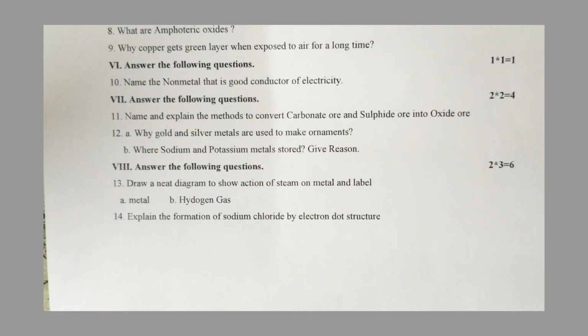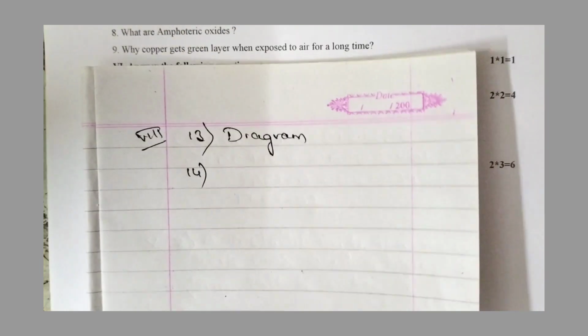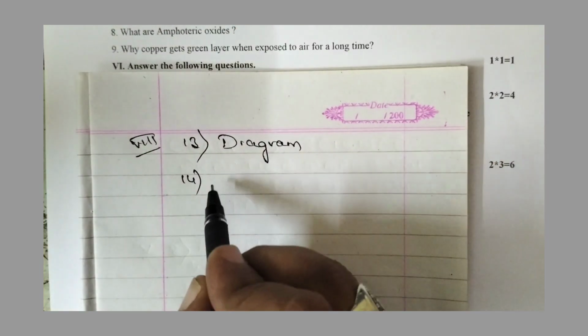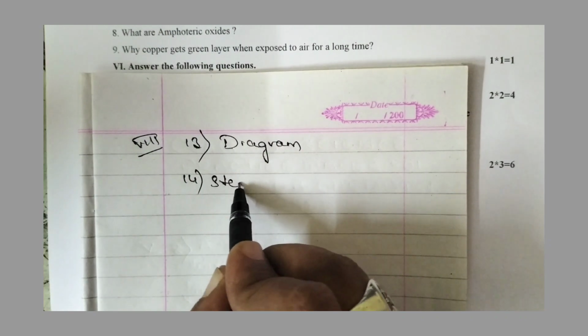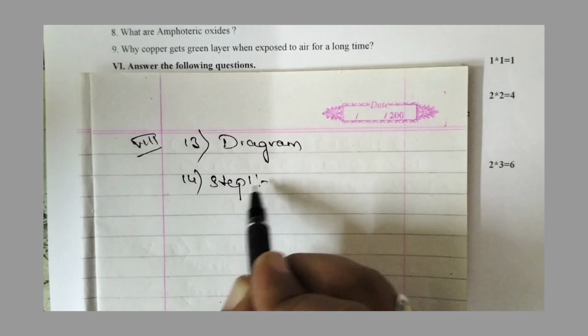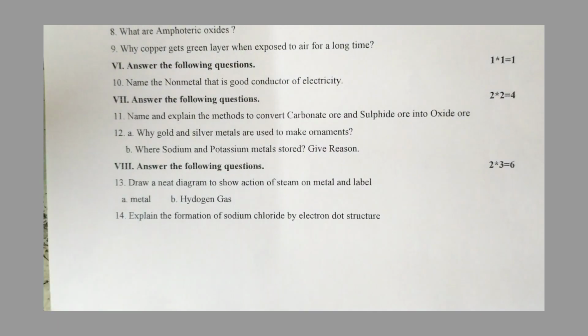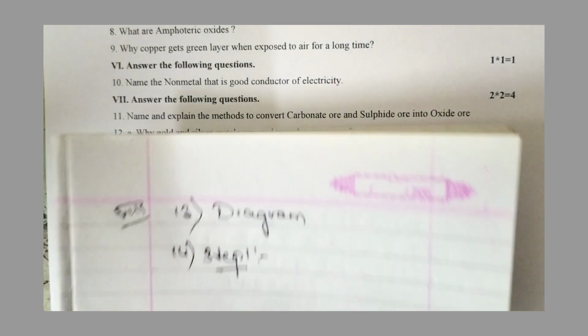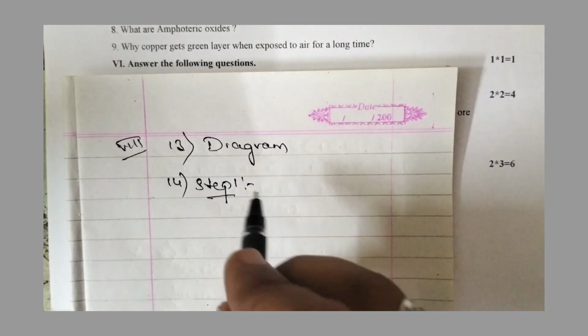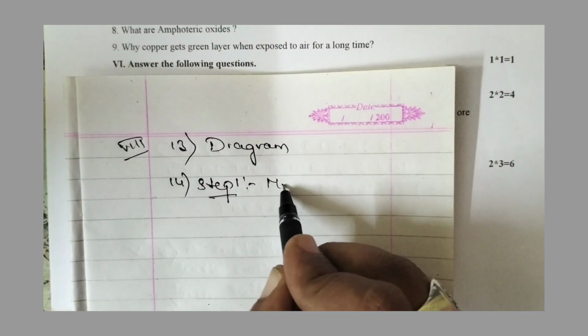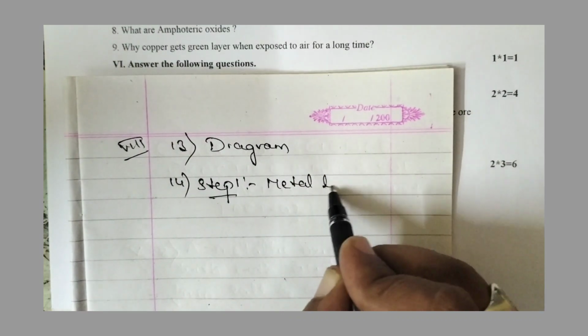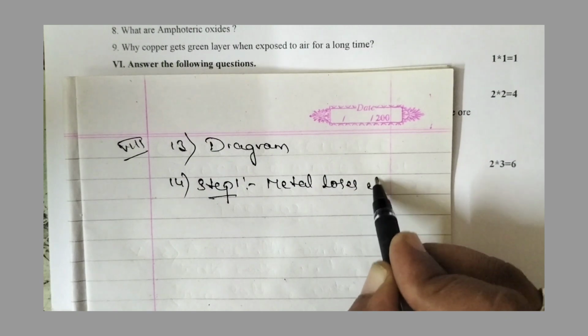Explain the formation of sodium chloride by electron dot structure. So now let us answer this question. We have to follow 3 steps. Step number 1: metal loses electrons.